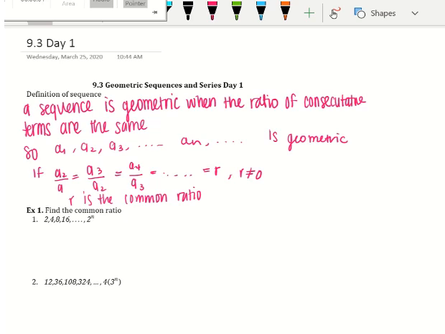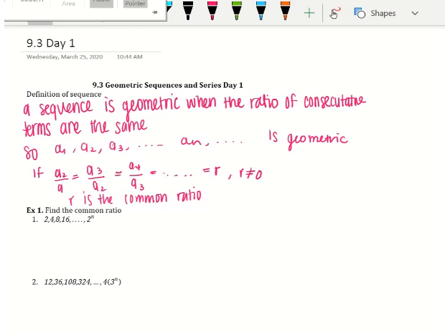All right, this is going to be 9.3, Geometric Sequences and Series, Part 1. And we're going to start by defining a geometric sequence. A sequence is geometric when the ratios of consecutive terms are the same.